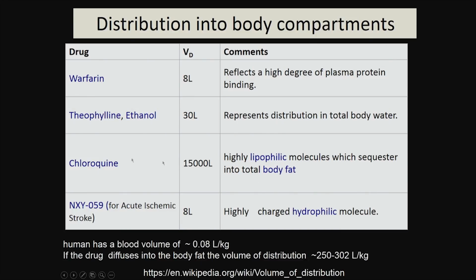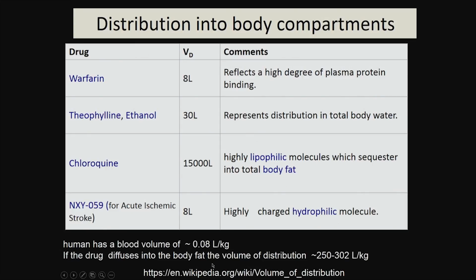That is why the effective dosage, the C naught, will get very low. So you need to give more chloroquine to achieve a considerably large C naught. This is a drug for acute ischemic stroke, 8 liters, because it is highly charged, that means hydrophilic. So it will not go into the fat and lipids and so on. Approximately, a human has a blood volume of 0.08 liters per kg. So if somebody is a 60 kg person, he or she will have about 5 liters.